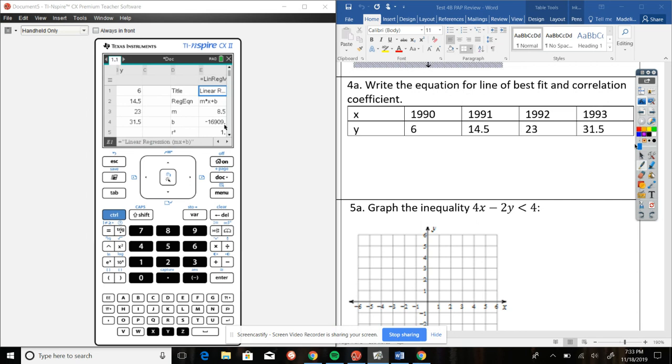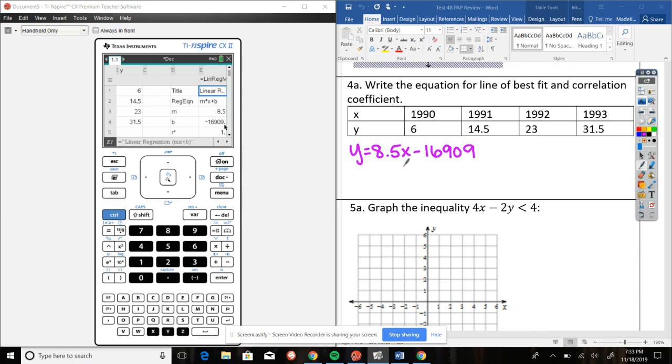So all we have to do now is write an equation. So I have Y equals, notice right here my M is 8.5, so Y equals 8.5x. My B is negative 16,909. So I put negative 16,909. So that's my equation.